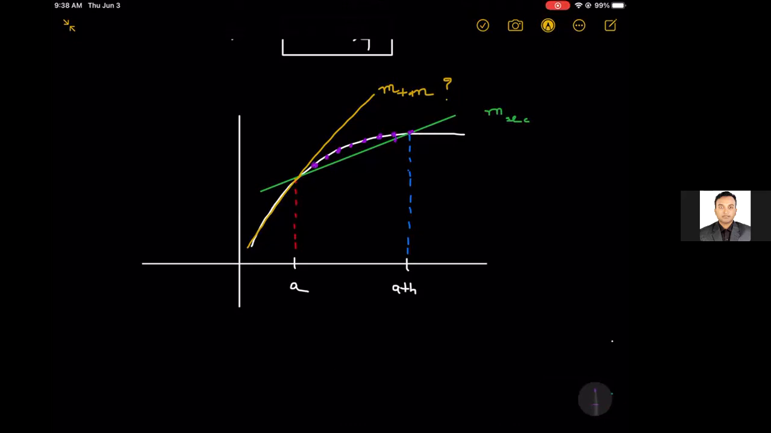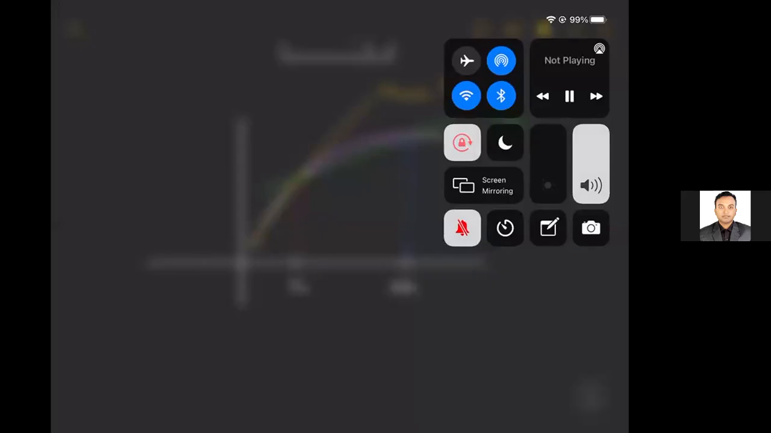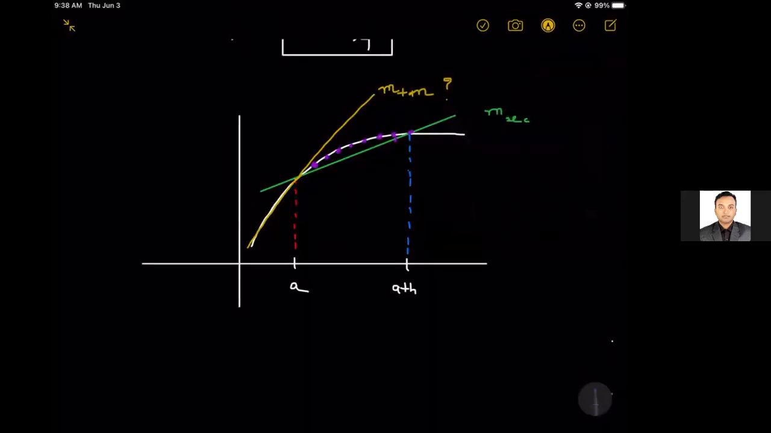And if it's really, really close to this functional value for A, then we can say that it's no longer 2 points. Instead, it can be assumed as 1 point, and it can give us the slope of the tangent line if we can draw a line there, right?